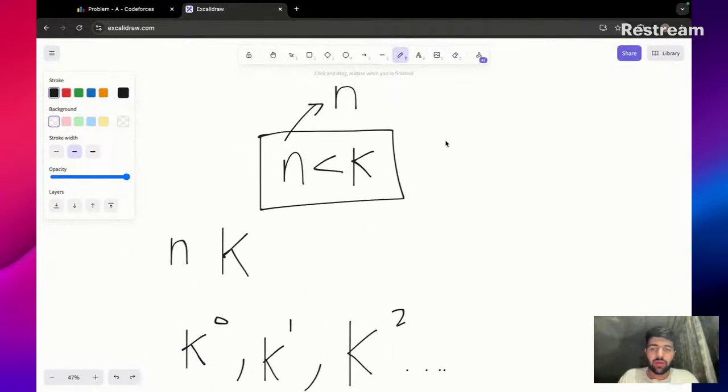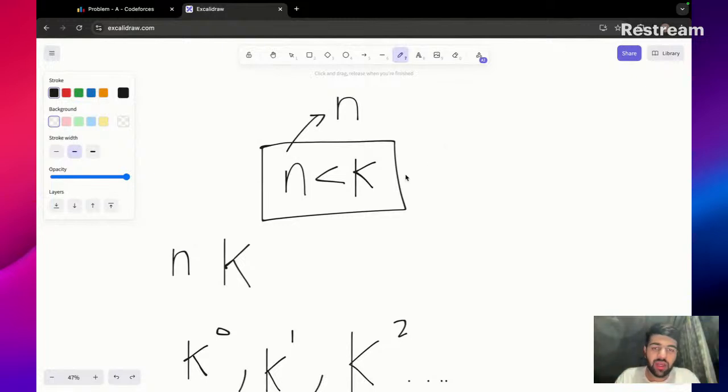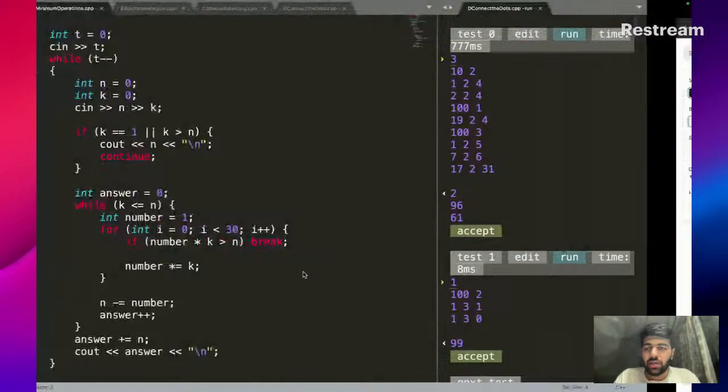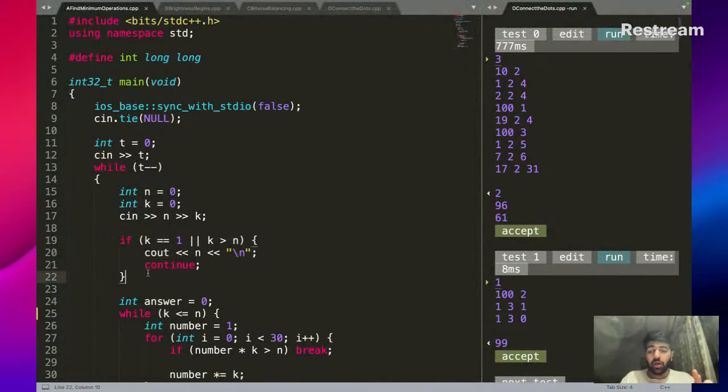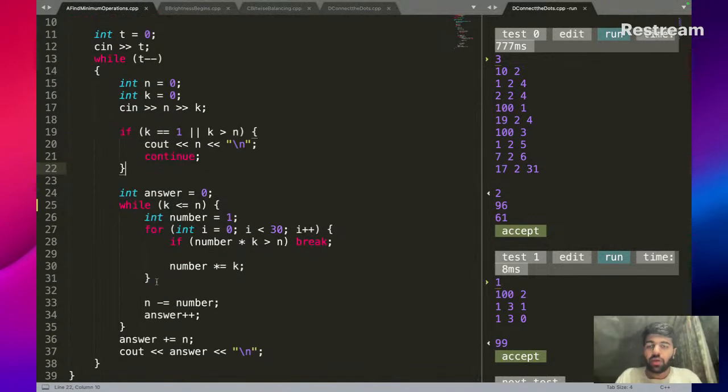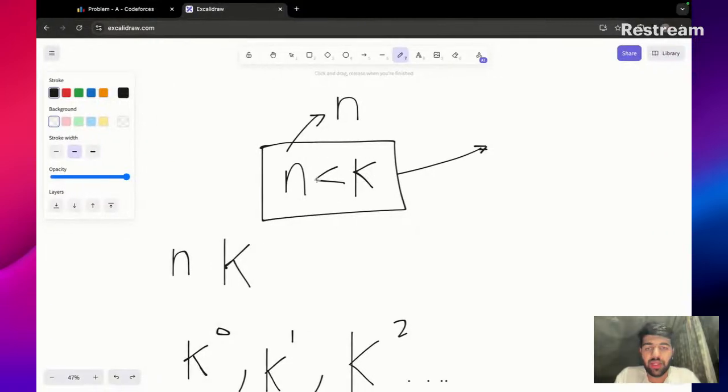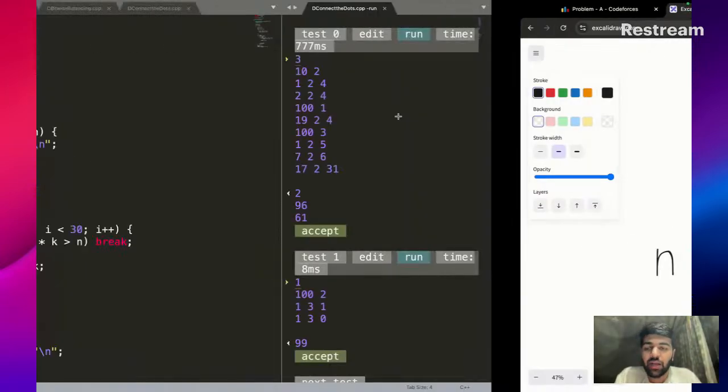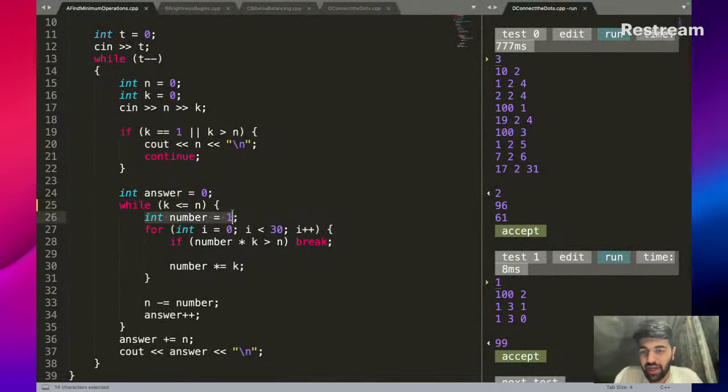Just keep on subtracting with the biggest power of K until this condition is met. And when this condition is met, your answer is N. Just add N to your answer. So as simple as that. You can see, if K is 1 or K is greater than N, then I can't do anything. I'll just have to subtract 1 each time and we'll continue. Then while K is less than or equal to N, basically while this condition is not met, we have a number and we find the biggest power of K that is less than or equal to N, right? If I multiply by K and it becomes greater than N, then we break.